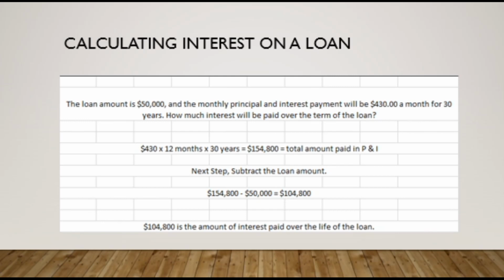So the next step is to subtract the loan amount. We're going to take that 154,800, which is the total P&I, and then subtract our original loan amount. So that's 50,000, giving us a total of 104,800. Now, 104,800 is the amount of interest paid over the life of the loan.